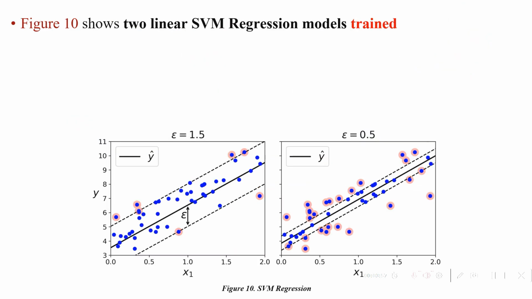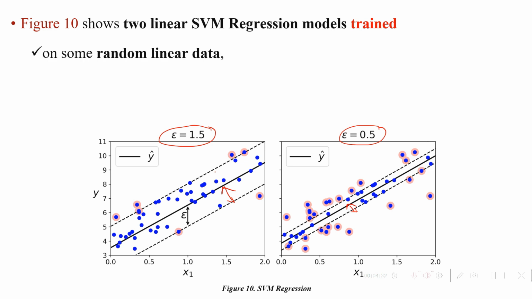Here we are going to use two linear SVM regression models, with epsilon equal to 1.5 and epsilon equal to 0.5. That means the margin between the thick line and the support vectors is very high here, and very small here. So more instances are present between the two margins here, and fewer instances are present between these two support vectors.